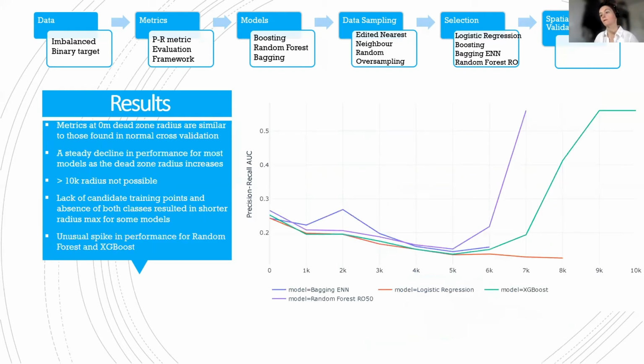So if we look at the results, in this graph, we have the dead zone radius. This distance is progressing along the x-axis, and then the PR score is on the y-axis.